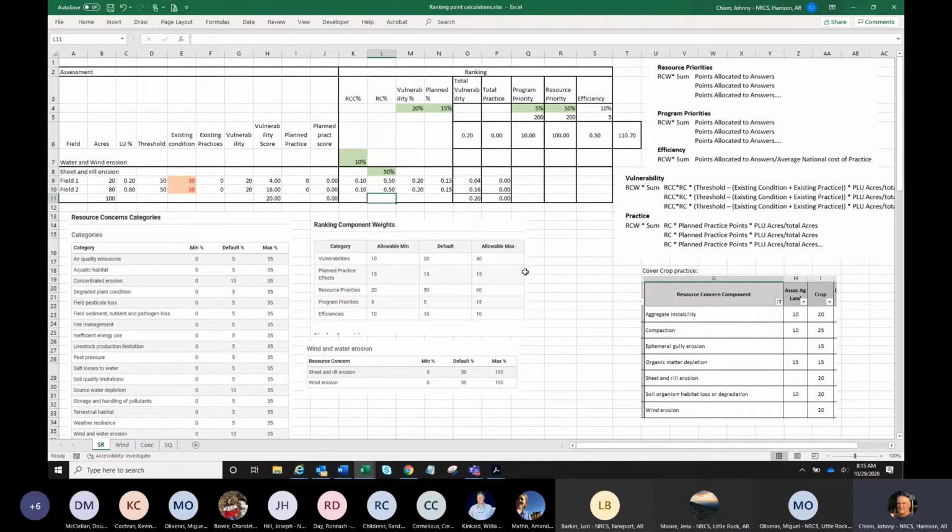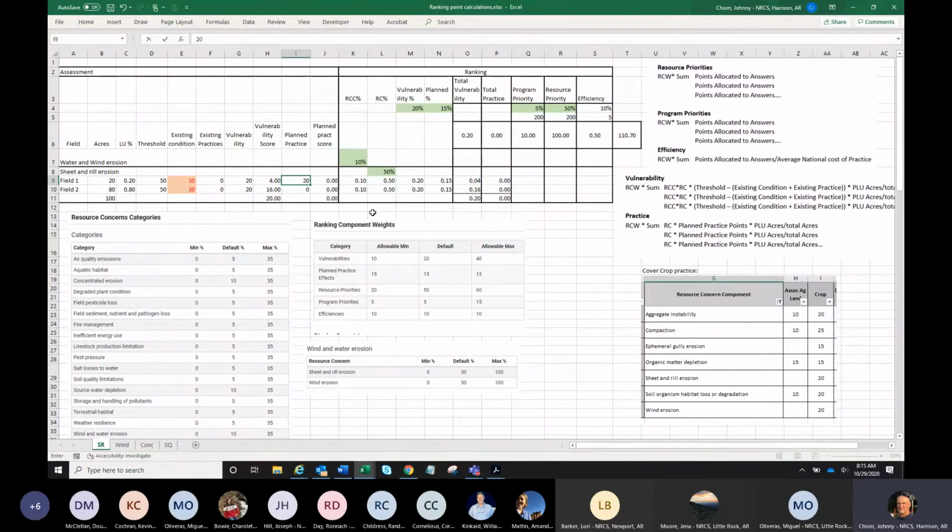The next thing that we would look at is the plan practices. Let's say, for instance, sheet and rill erosion is a problem here, and the planner decided, well, we're going to do a cover crop. The points assigned to each practice is set in the practice point spreadsheet, and it's put into CART, where it gives points for certain resource concerns for putting those practices in. For example, sheet and rill erosion, if we're doing a cover crop, we get 20 points. So our plan practice for field 1 is 20 points.